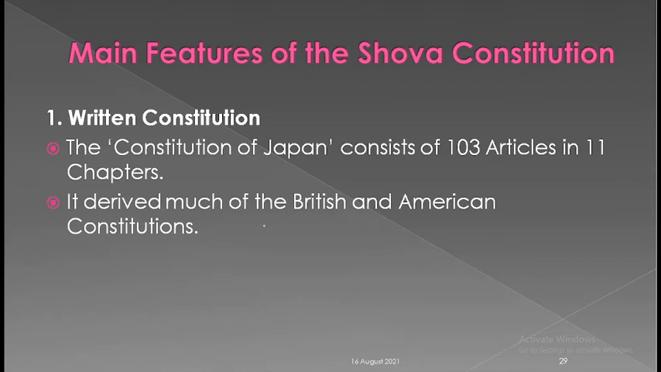Let us remember that the Constitution of the Empire of Japan of 1890 had borrowed mainly from the German Constitution. But the Constitution of Japan of 1947 borrowed mainly from the British and American Constitutions.